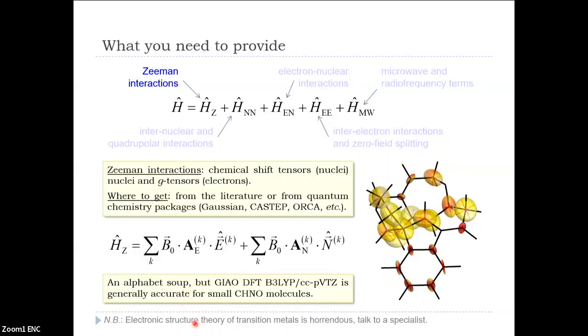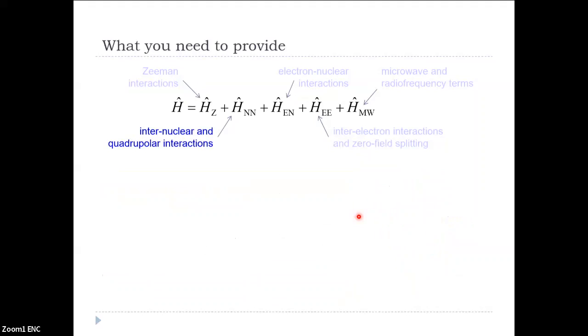An important health warning is if you have a CHNO molecule, you will be okay running Gaussian or CASTEP yourselves. Just set these options, you'll be fine. But the moment you have a transition metal in there, if it's an F element or goodness forbid a D element, you need to talk to a specialist. Electronic structure theory of transition metal complexes is horrendously complicated, disastrously complicated. It's, you know, an unsettled matter in quite a few cases still. So if you have a metal in there, talk to a specialist and they will get those parameters out for you. It's not something you can quickly do.